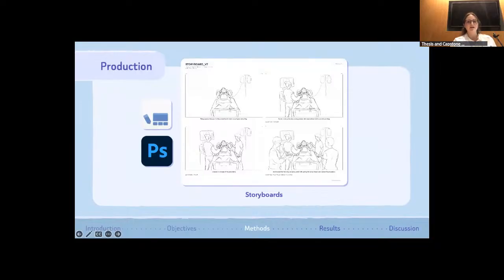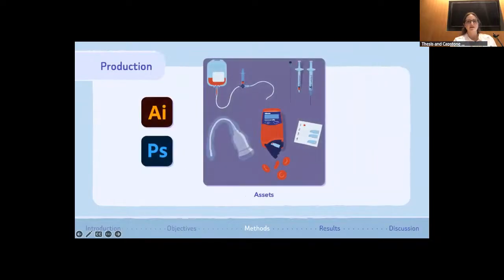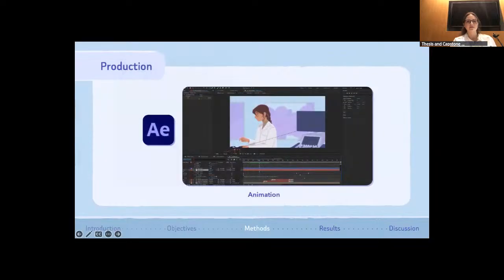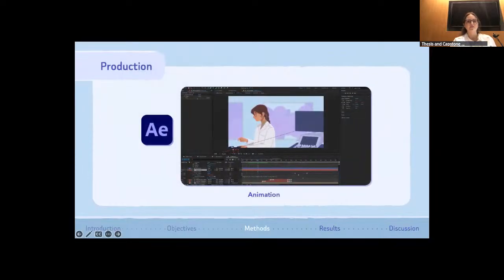Storyboards were reviewed by doctors and Allo Hope patient stakeholders. Animation assets were created in Photoshop and Illustrator. And finally, the animation itself was created using After Effects.